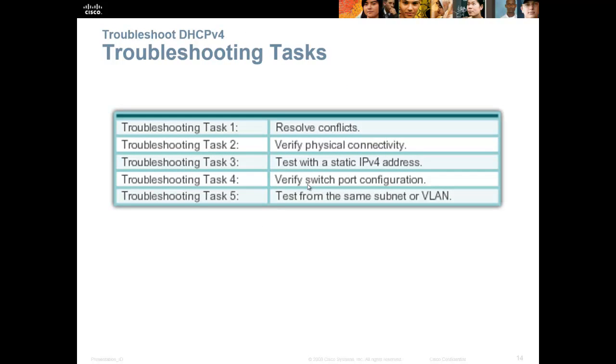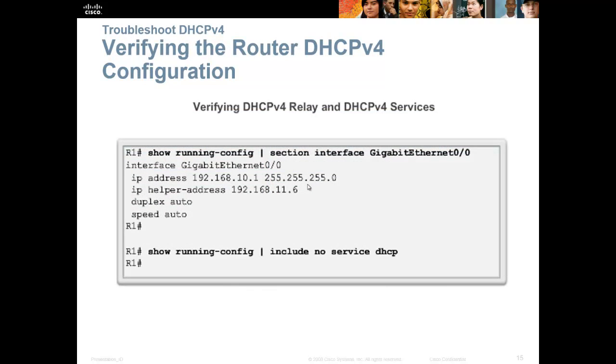All right, so troubleshooting. You're looking for conflicts. You're going to verify connectivity. You pull DHCP off, or you just change from DHCP to a static IP address, and then you verify configuration and make sure that you're in the same subnet or VLAN. So remember, if I do show run | section interface gigabit 0/0, it'll just show me the information on gigabit 0/0, and I can also do show run | include no service dhcp to see if that command has been issued on the router. So maybe somebody turned it off by mistake.